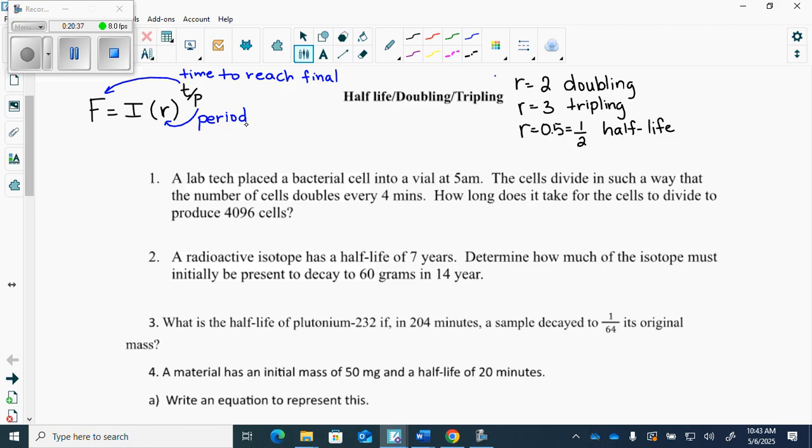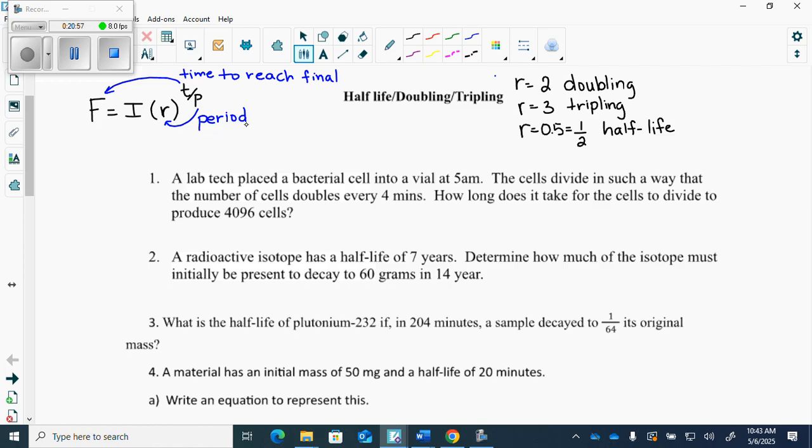How do you know they're asking for the period? Half, double, or triple is in the question at the very end of the word problem. It'll say, how long does it take to half? How long does it take to double? How long does it take to triple? The tripling time or the half-life is the period. Okay, so let's go through and see if we know what we have.